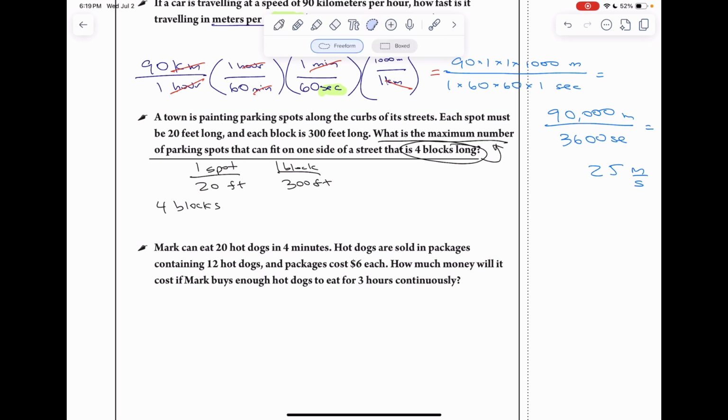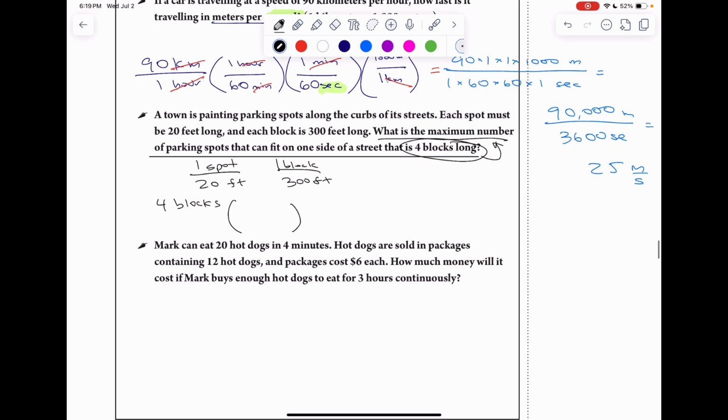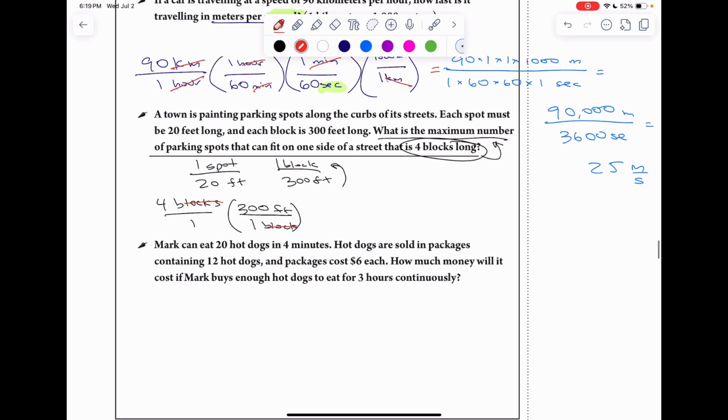And let's grab our conversion factor. Ooh, that guy's no good. It's upside down because that blocks is in the numerator. If this blocks is in the numerator, I need this block to be in the denominator. So let's flip it. 300 feet in 1 block. Now check it out. My blocks will cancel out. Bye-bye. Yes? I'm left with feet.